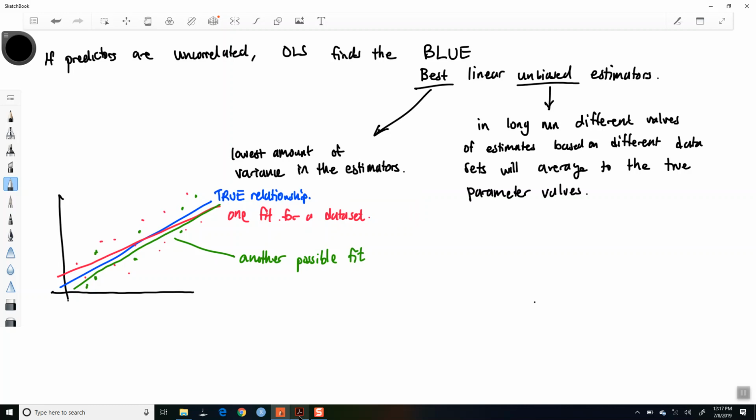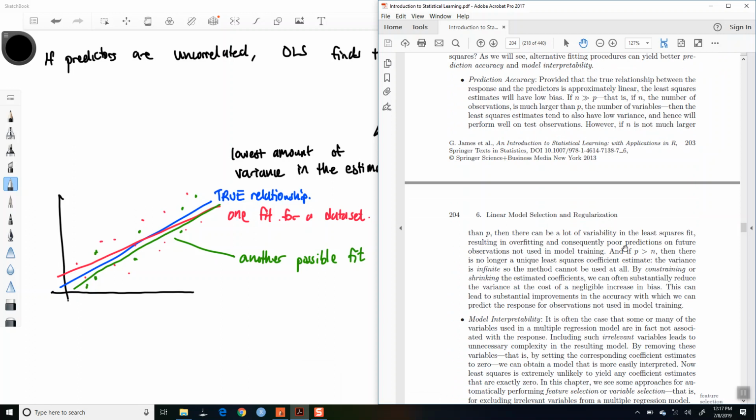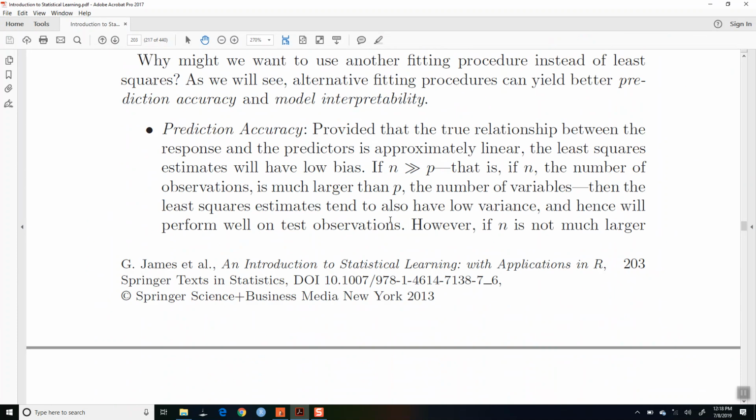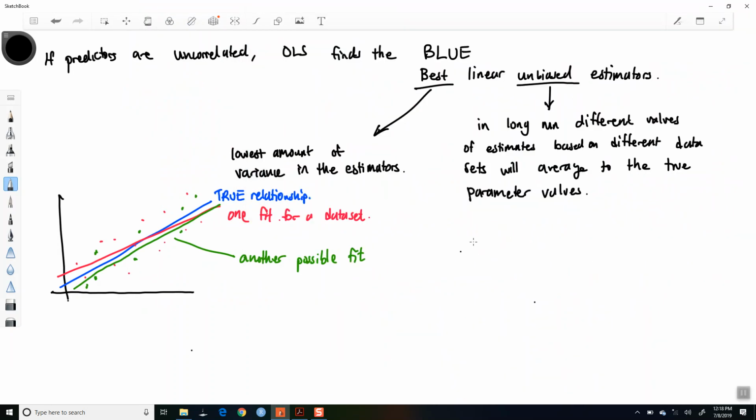So why would we want to do something different from OLS? Our book says there are two things. One is prediction accuracy, and the other is model interpretability, which fits in with the overall themes of what statistical learning is all about. Statistical learning is all about trying to make good predictions and trying to get inference, or understand what the relationships are.